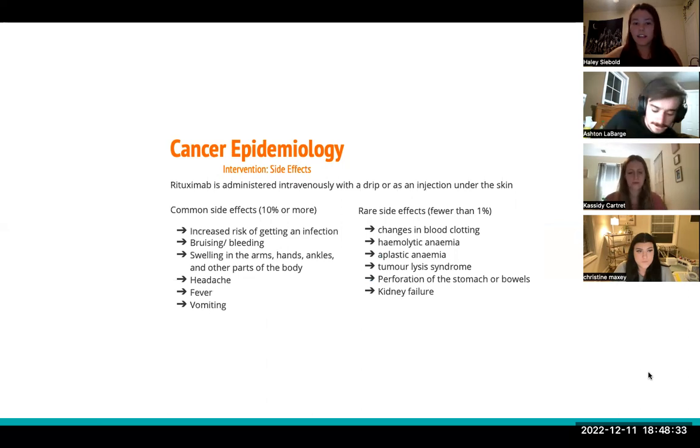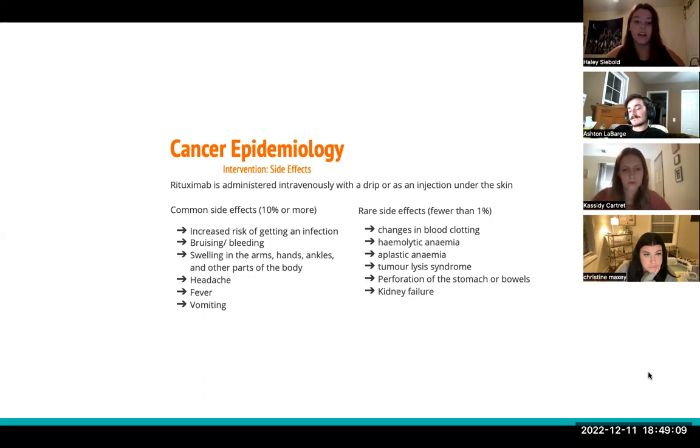So the side effects of rituximab are the same as many drugs. It can be very common or very rare. It's usually administered intravenously with a drip or as an injection under the skin in a couple of different ways. Some common side effects, meaning about 10% or more of people experience these side effects, include increased risk of getting infections, bruising and bleeding, swelling of body parts, headache, fever, vomiting.